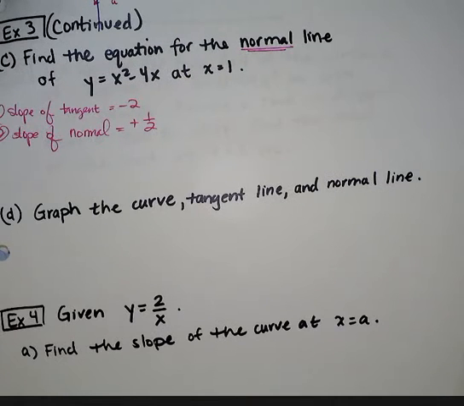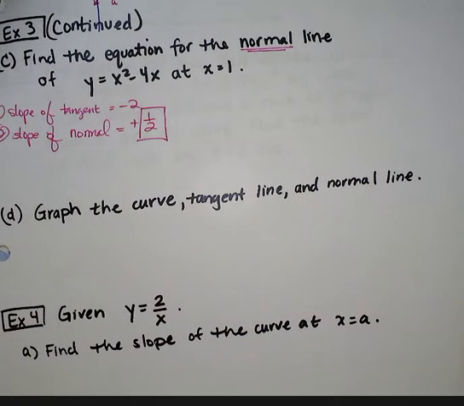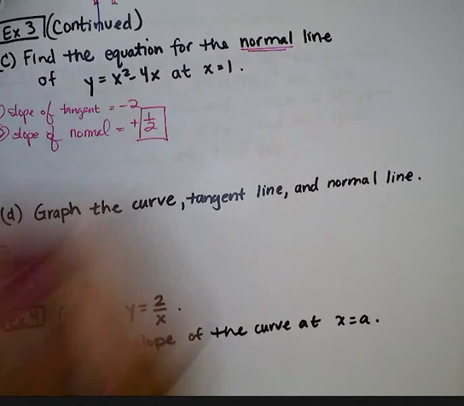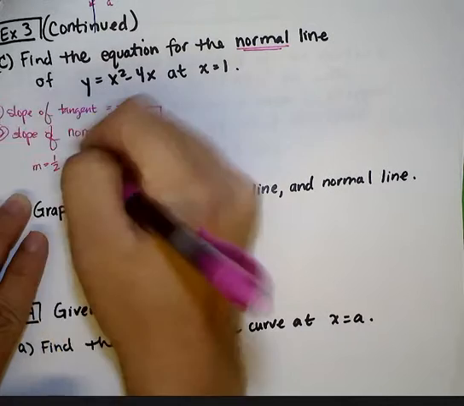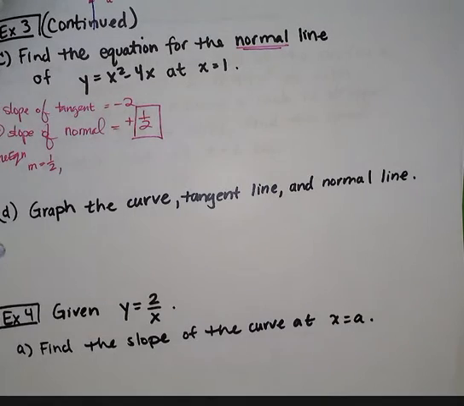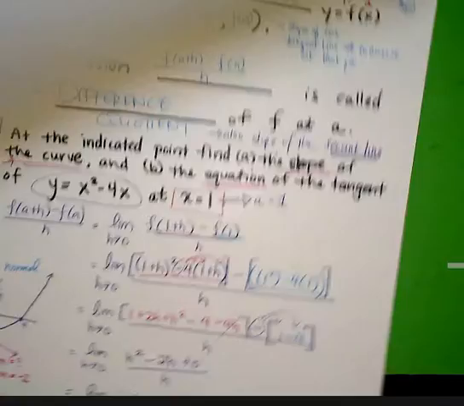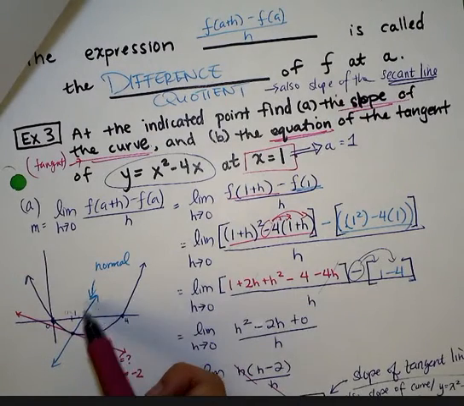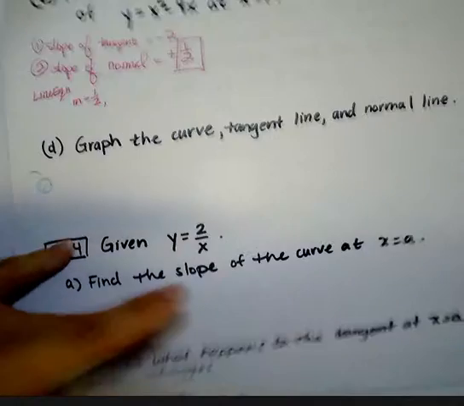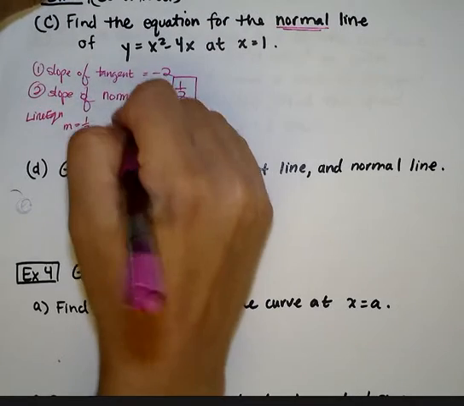Now, if I want to find an equation of a line, what two things do I need? A point and a slope. We have the slope, right? We just need the point. It's the same point because we want the normal. I mean, there's normals everywhere, but what normal do we want? We want the normal at x equals 1, the problem said. So we have to use the same point, which is still (1, -3).